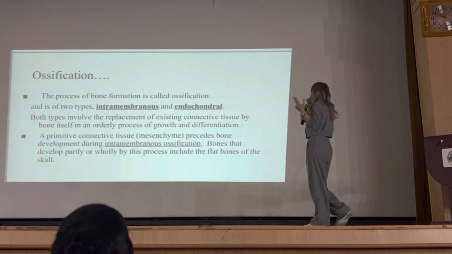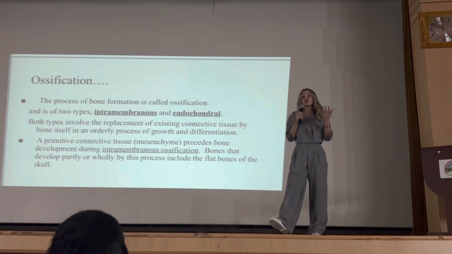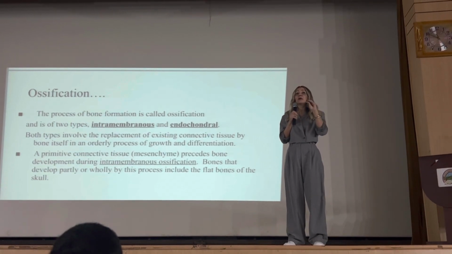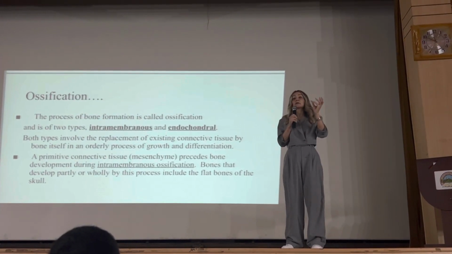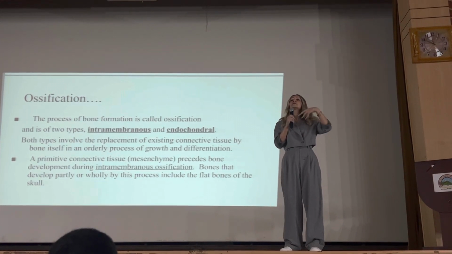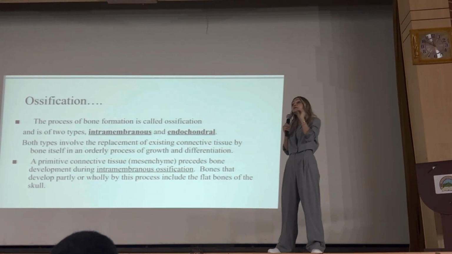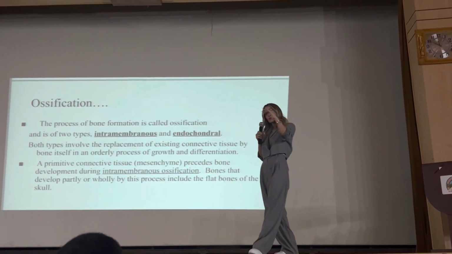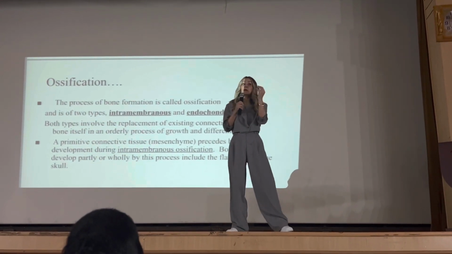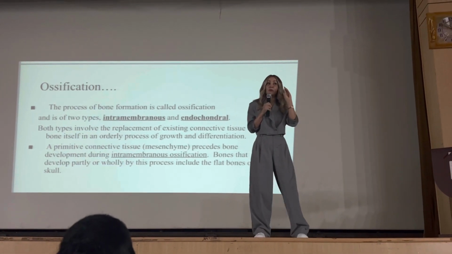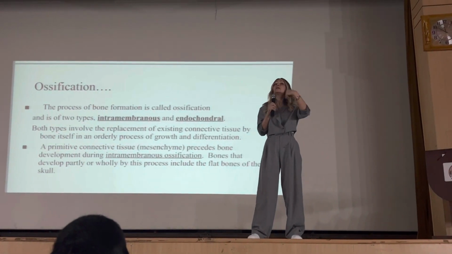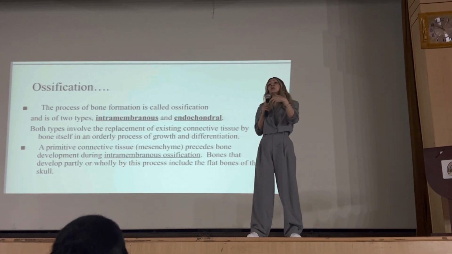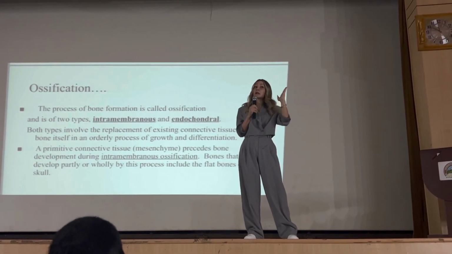It's of two types, intramembranous and endochondral. Intramembranous means that mesenchymal connective tissue is transformed into bone. This is called intramembranous, like the skull. Okay? Skull and flat bones usually develop from mesenchymal connective tissue, a primitive type of connective tissue, which is upgraded to become bone. Okay, like the skull, a flat bone.